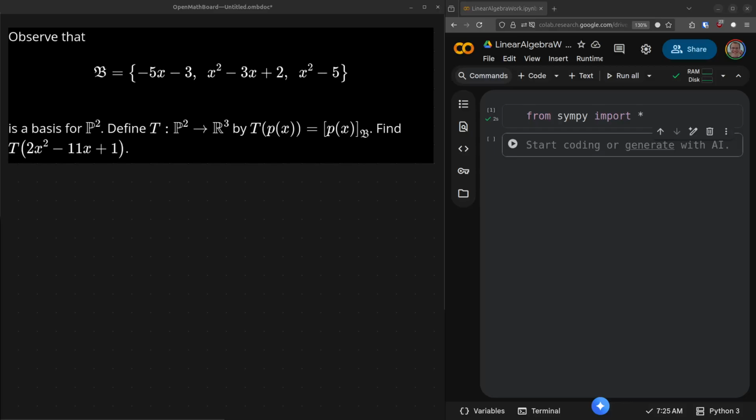Let's take a look at an example. Let B be a basis for the set of all polynomials of degree 2 or less. We're going to let T be the transformation of the coordinate vector of any polynomial P with basis B. It gives the coordinate vector. So we want to find the transformation of 2x squared minus 11x plus 1. Notice that means we want the coordinate vector of 2x squared minus 11x plus 1.